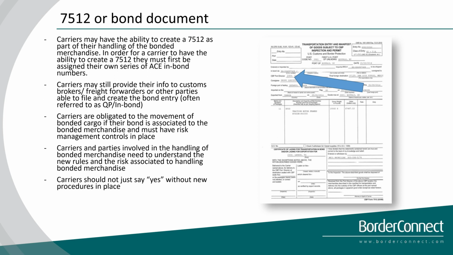Carriers may still provide their info to customs brokers, freight forwarders, or other parties that are able to file and create that bond entry, often still referred to as the QP in-bond process. Carriers are obligated to the movement of bonded merchandise if their bond is associated to the bonded merchandise and must have a risk management control in place. Carriers and parties involved in the handling of that merchandise need to understand the new rules and the risk associated with handling bonded merchandise. And carriers should not say yes without new procedures in place.